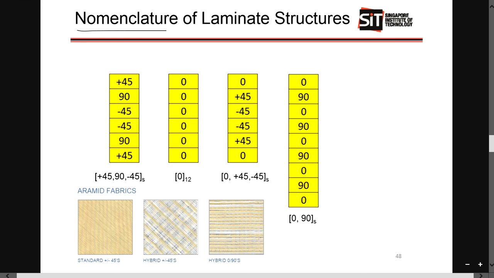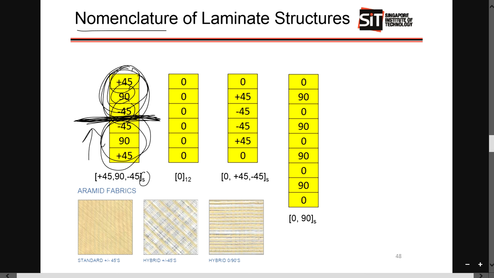Then we go on to examples of the nomenclature. As you can see, if we have plus 45, 90, and minus 45, this is actually a symmetry also. This thing over here is the same as this one. Imagine this is the mirror, you're looking in this direction. This one should be the same as this one, they should reflect, because over here is plus 45, over here is plus 45, so they are reflecting each other.